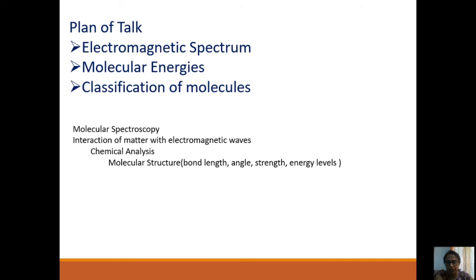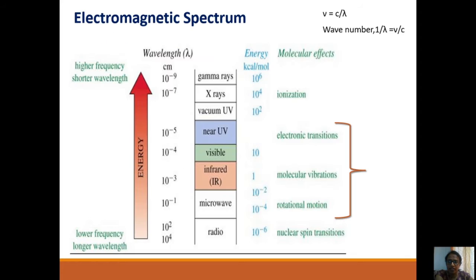So, molecular spectroscopy. What is molecular spectroscopy? We all know molecular spectroscopy is the interaction of matter with electromagnetic waves. By analyzing the spectrum, it gives information about molecular structure, bond length, bond angle, strength, energy levels, etc. So next, the interaction of matter with electromagnetic waves: which interaction of matter with which electromagnetic radiation will result in molecular spectroscopy, that we need to check.